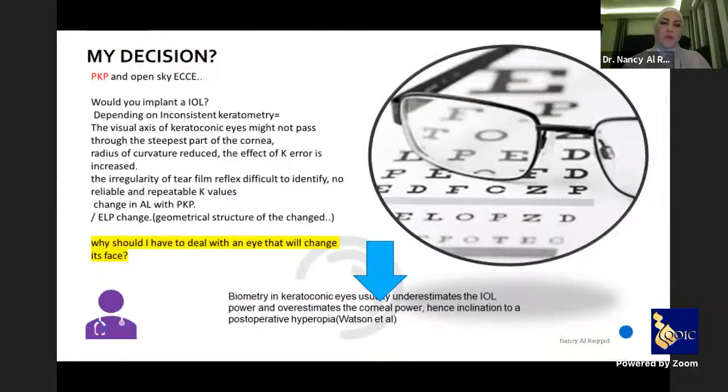So the decision was to do a PKP and an open sky cataract extraction, because definitely you wouldn't want to mess with the cornea that is inconsistent and that would change, that will become history. And I just want to emphasize something that Dr. Assaf has mentioned before, that biometry in keratoconic eyes usually underestimates the IOL power and overestimates the corneal power. So we have to incline toward a postoperative hyperopia.